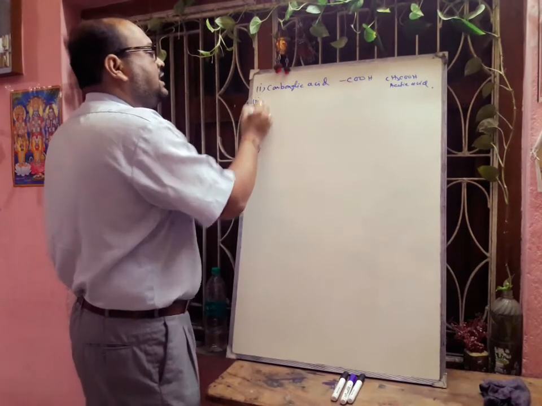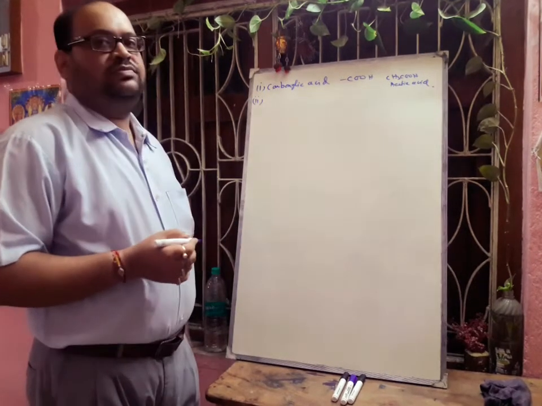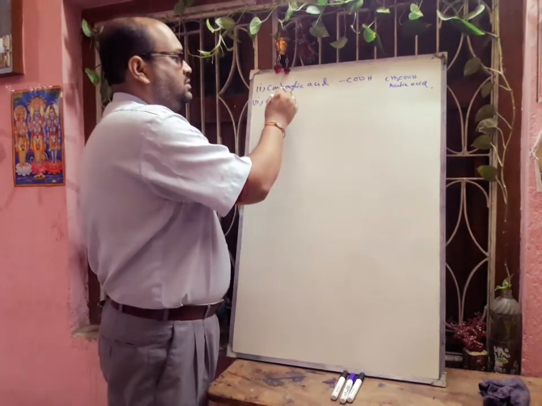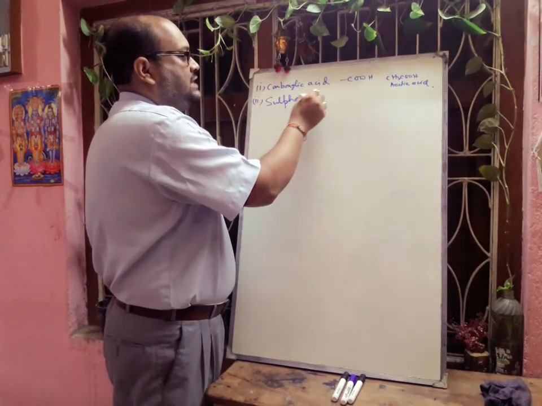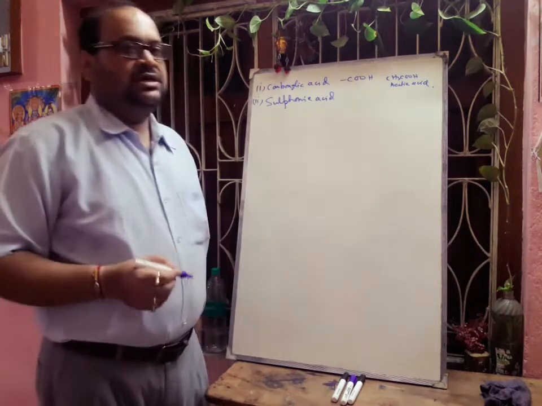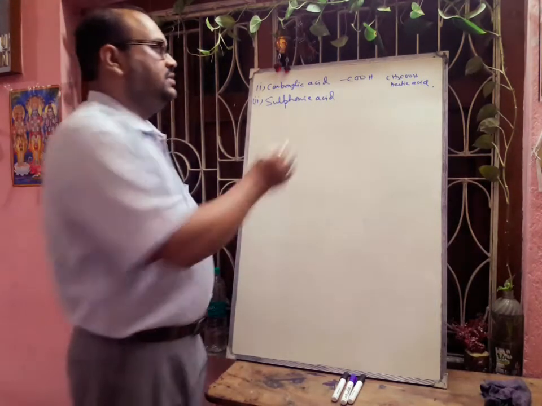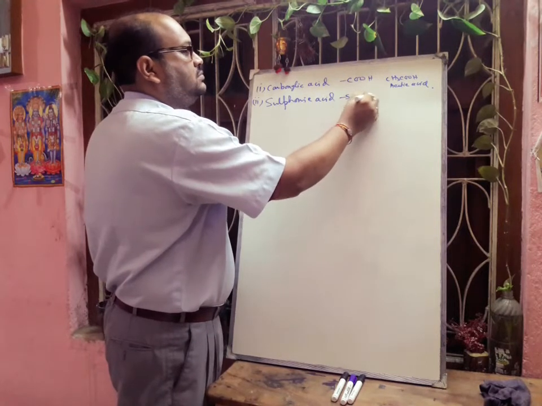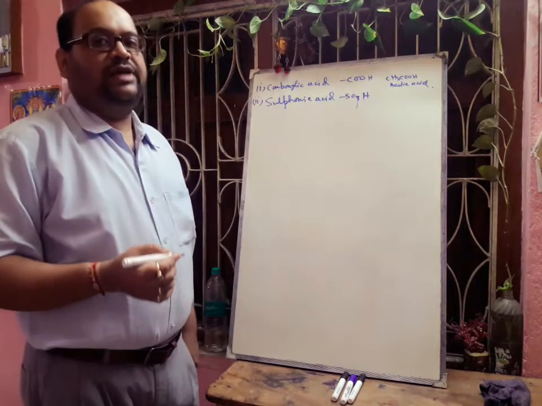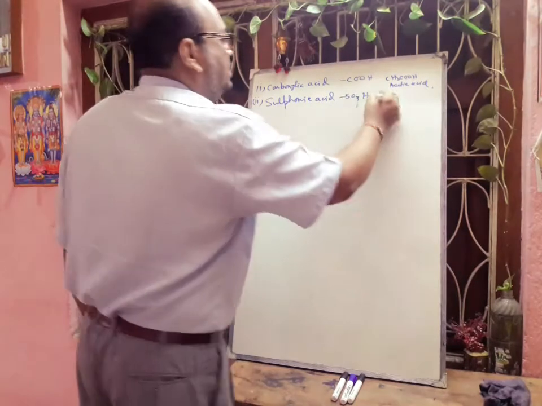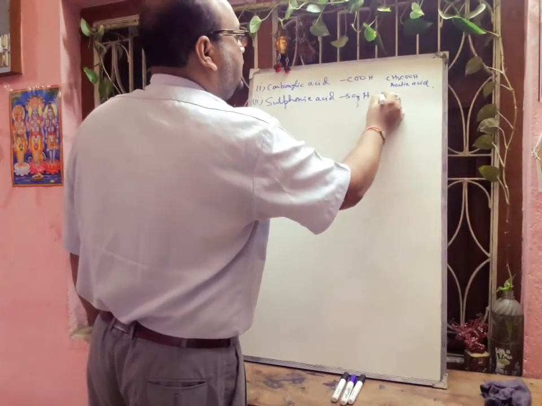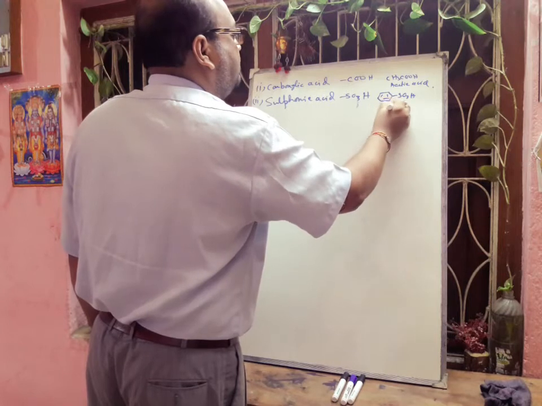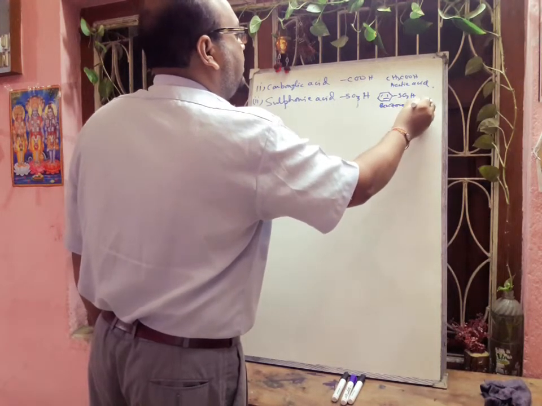Next, another functional group like sulfonic acid. Sulfonic acid formula will be what? SO3H. And here we can think about the example. If this SO3H is attached with benzene ring, then it is called benzene sulfonic acid.